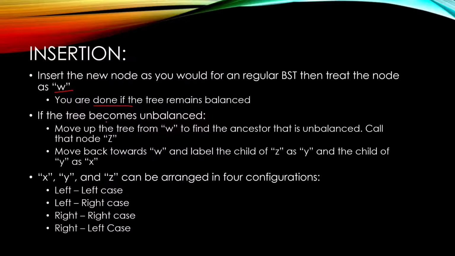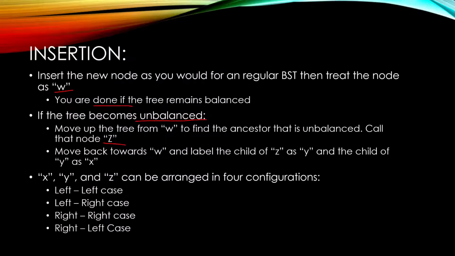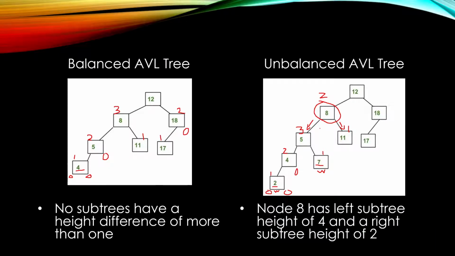But if the tree does become unbalanced, then you move up from W and find the unbalanced node, which we did, and then you call that Z. So in this situation, 8 would become Z. And then you move back towards W, and you call the next 2 nodes Y and X. So the kids of Z become Y and X. We go back towards W, which is not 7 here, we just added 2. So 2 is our current W. We treat 5 as Y, and we treat 4 as X.